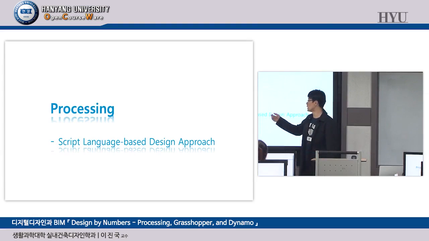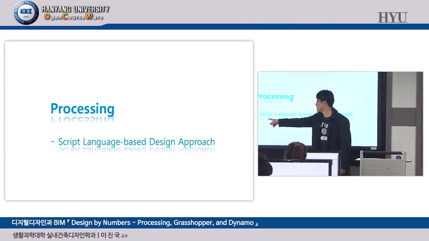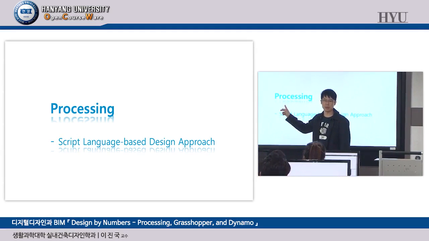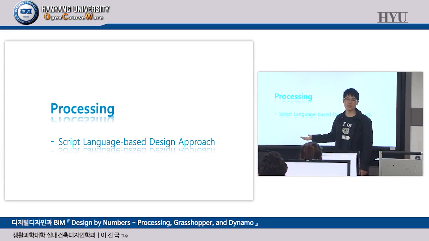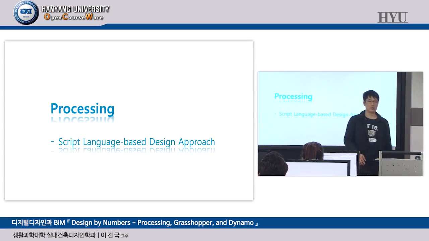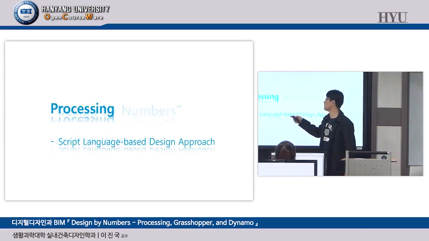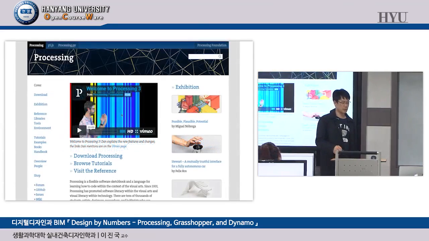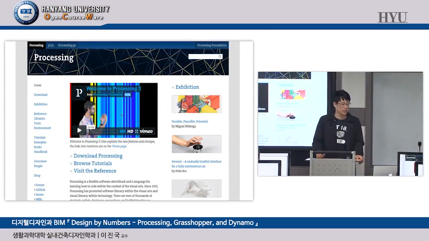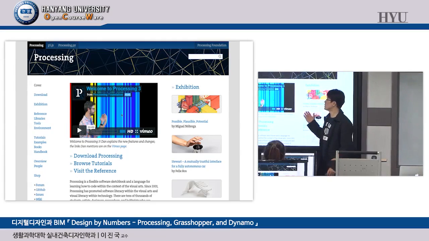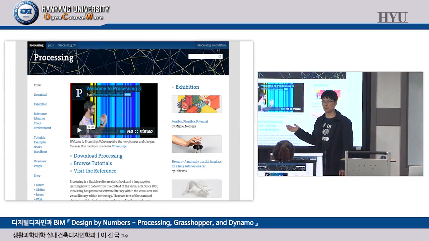And Processing, the first one we need to take a look at, is script language-based design approach, okay? The Processing language was developed by Casey and Reas, two guys who graduated from MIT Media Lab, which means students of John Maeda, okay? Design by numbers developed by John Maeda, and John Maeda's students developed the Processing language. So let's take a look at this Processing front page. Actually, some of you may have heard about the Processing language, but mostly not. This is a really famous language for design majors.